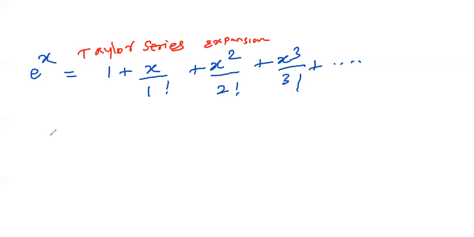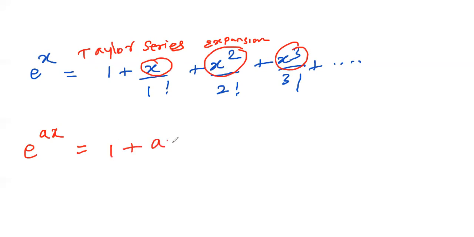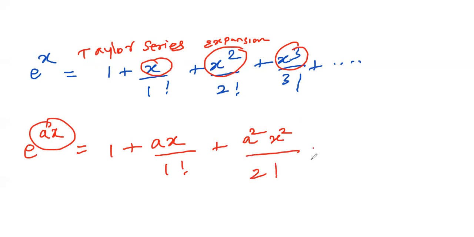Now if you have e power ax, you will just rewrite each and every x into ax. So you will get 1 plus ax upon 1 factorial, plus you have x square here, which means you have to square a also, and x square upon 2 factorial. You have x cube here, so you have to cube the a as well as the x. And then the next term would be a power 4 and x power 4 upon 4 factorial. It goes like this.